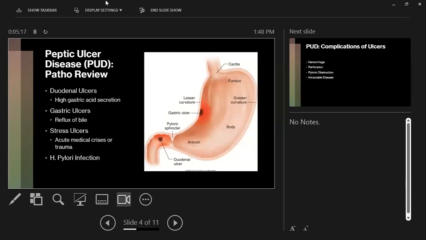All right, so now we're going to move on to peptic ulcer disease. Reviewing that pathophysiology, there are 3 types of ulcers that can occur when the GI mucosa are not able to protect the epithelium from acid and pepsin. H. pylori is the cause of many peptic ulcers. So there are duodenal ulcers. They're the most common of the 3, and you can look at that picture to reference the area.